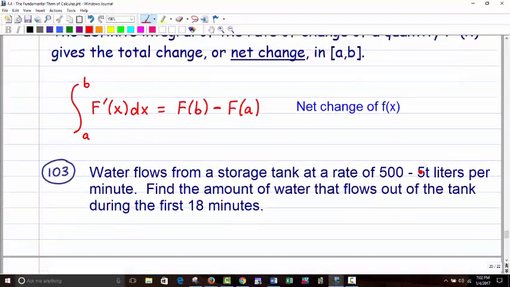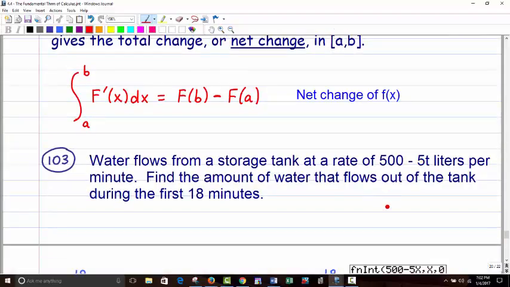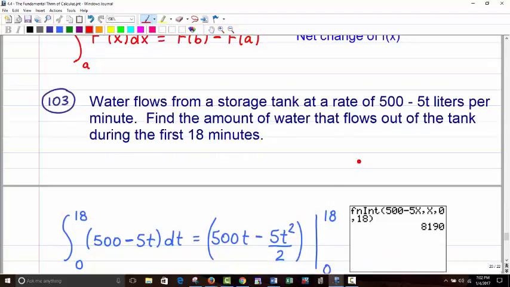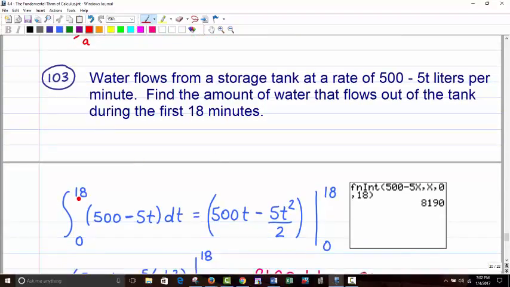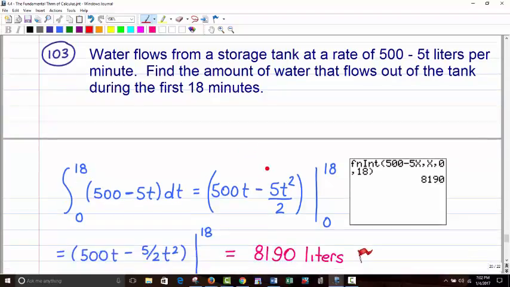So it gives you a rate of change. So all you're doing is taking the antiderivative from A to B. That's all you do. So the water's flowing out of a tank at a rate of 500 minus 5t liters per minute. That's the rate of change. Find the amount of water that flows out of the tank during the first 18 minutes. So the first 18 minutes means from time 0. So it's from 0 to 18 of that function, 500 minus 5t.